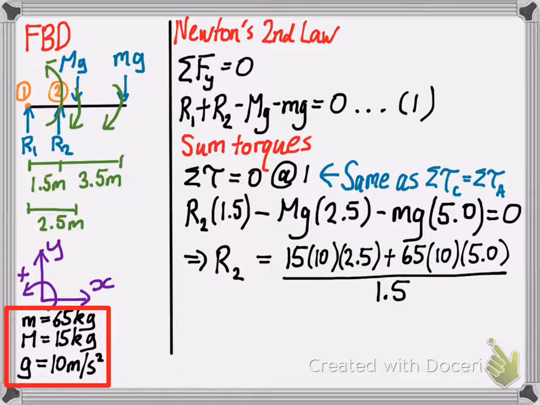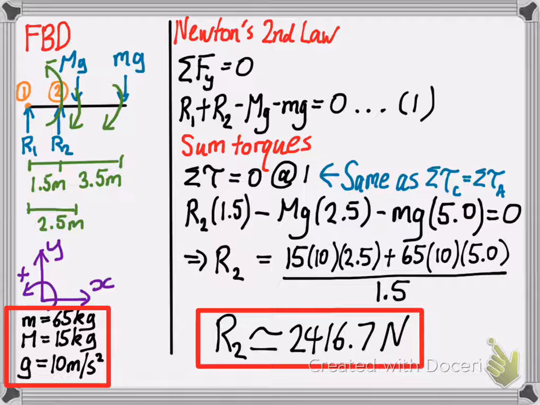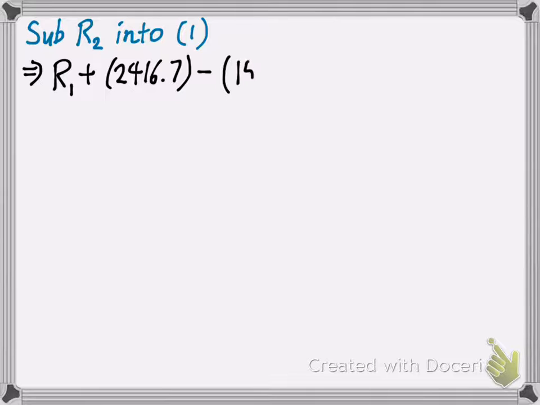And when we do the arithmetic here, we should end up with R2 equaling approximately 2,416.7 newtons to 1 decimal place. Now, are we done? Not quite yet. We still have to find R1 in this case. So let's just sub R2 back into equation 1. Now when we do this, we're just going to sub in our big M and small m values again, along with g of course.